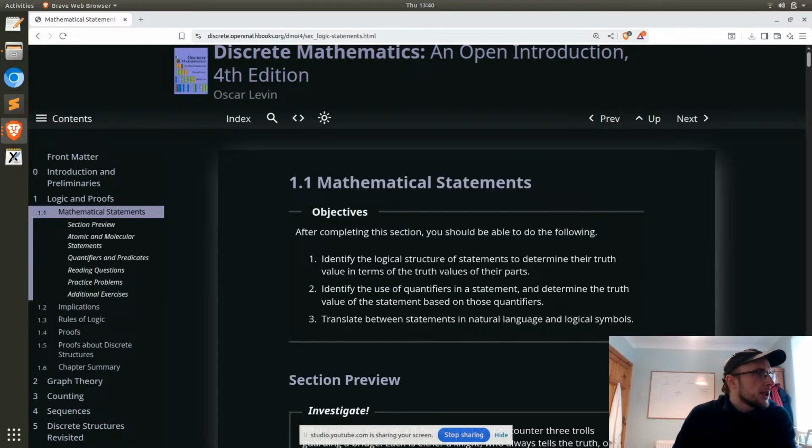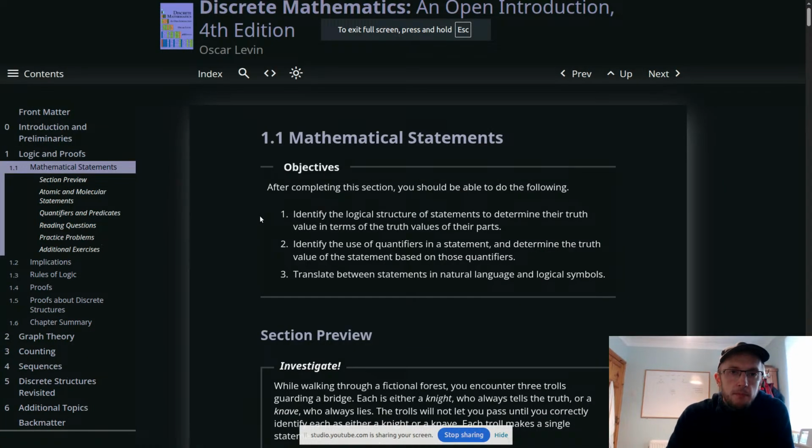So I will be looking at Discrete Mathematics, an Open Introduction by Oscar Levin. And I'm going to begin with chapter 1, Logic and Proofs, and section 1.1, Mathematical Statements. After completing this section, you should be able to do the following.